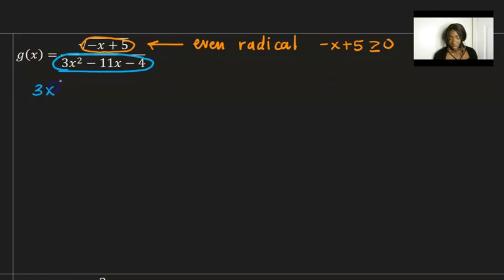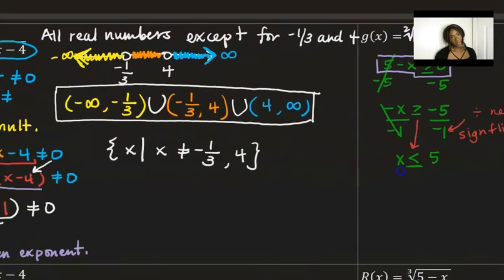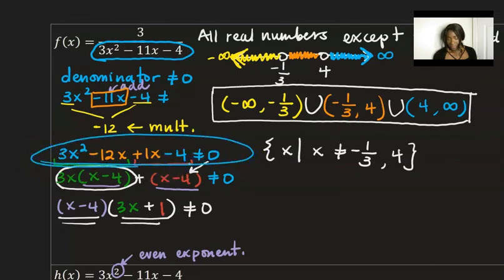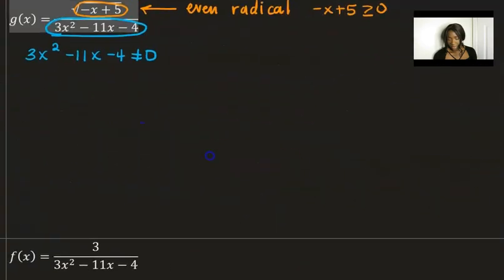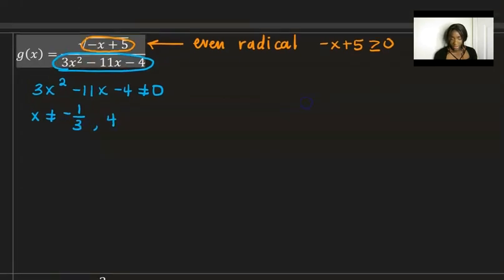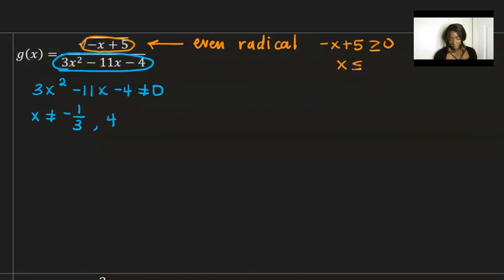But this function also has a denominator, and I have to make sure that the denominator does not equal 0. Now we've already solved both this equation and that inequality. We solved this equation back in this first example here. This is the exact same equation. We get that x cannot equal negative 1/3 and 4. So I'm just going to go ahead and jot that down here. X cannot equal negative 1/3 and x cannot equal 4.